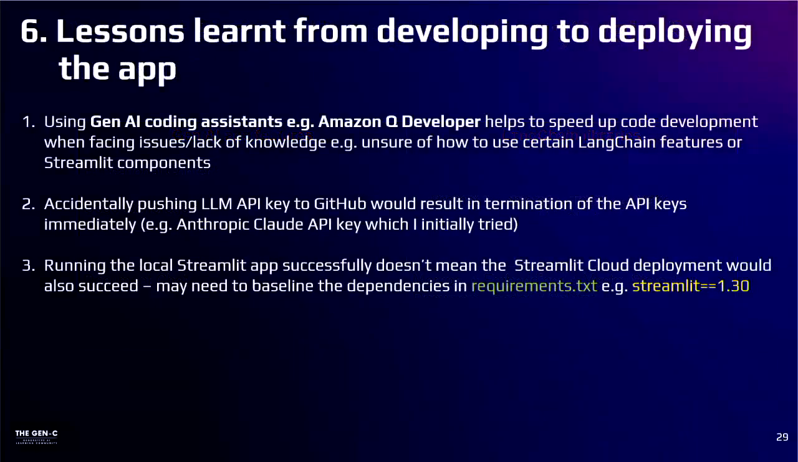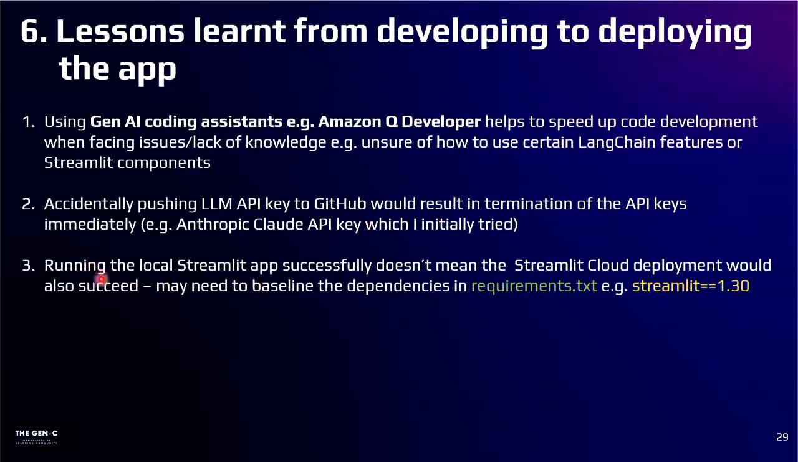Coming to the end of the presentation, I'm going to share some lessons I learned from developing to deploying the app. Using Gen AI coding assistants like Amazon Q Developer, or maybe ChatGPT or Gemini, helps to speed up code development when facing issues or when you are unsure how to use certain LangChain features or Streamlit components. I also found out the hard way that if you push LLM API keys to GitHub, you will lose the API key because it will be terminated.